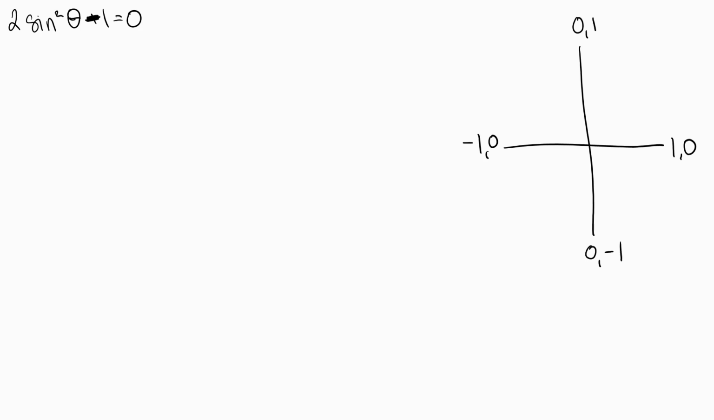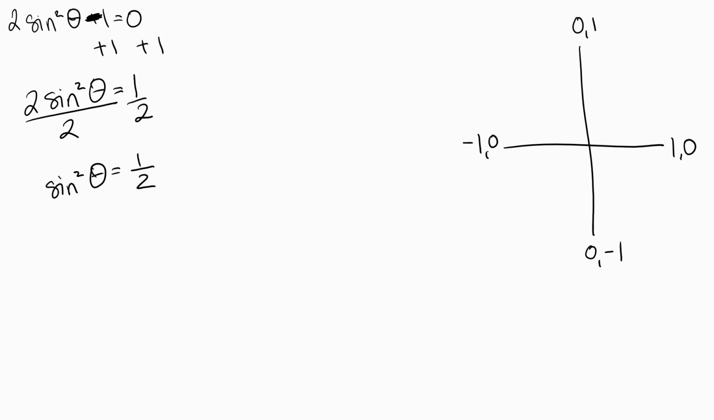So the first thing we're going to do is see if we can start cleaning this up. I'm going to add 1 to both sides. Remember, I changed this to a minus. My apologies for that typo. So we have 2 sine theta squared is equal to 1. Divide both sides by 2. So I have sine squared theta is equal to a half. Okay, and then from here, I am going to take the square root of both sides. So sine theta is going to be equal to plus or minus, right, because you took a square root, the square root of 1/2.